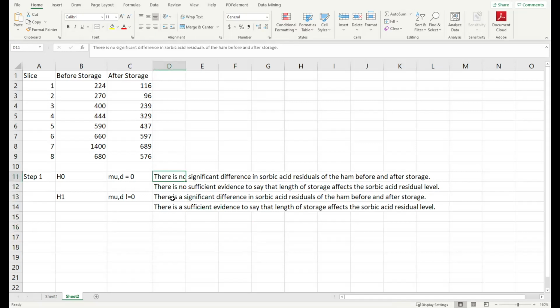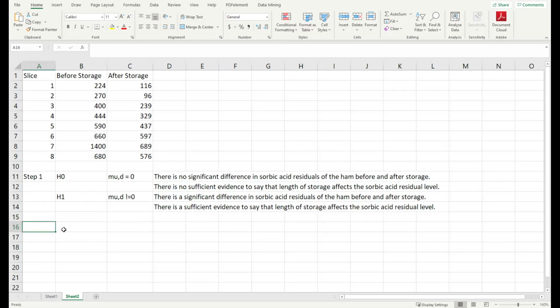Pero kung masanay kayo dito kasi all throughout, kahit yung senior high nyo, and kung nag-basic statistics kayo, usually ganito talaga yung pag-state. Itong first statement na there is no significant difference, there is a significant difference, yung ganun. So nasa inyo na kung ano yung mas comfortable kayo.